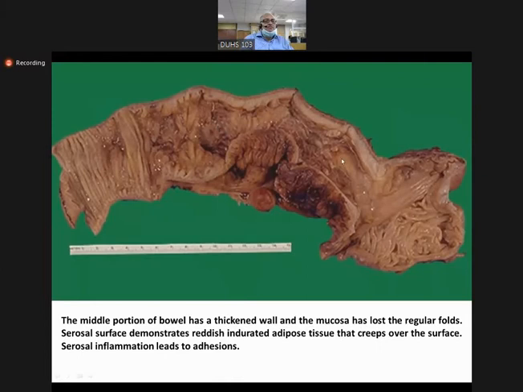This thickening may be so much that it may cause obstruction, intestinal obstruction, or it may destroy the submucosal plexus of nerves causing aperistalsis in this segment. That's why here you are seeing this gross specimen which has been dissected from a patient having this portion which is aperistaltic portion, and it was presenting as a case of intestinal obstruction.